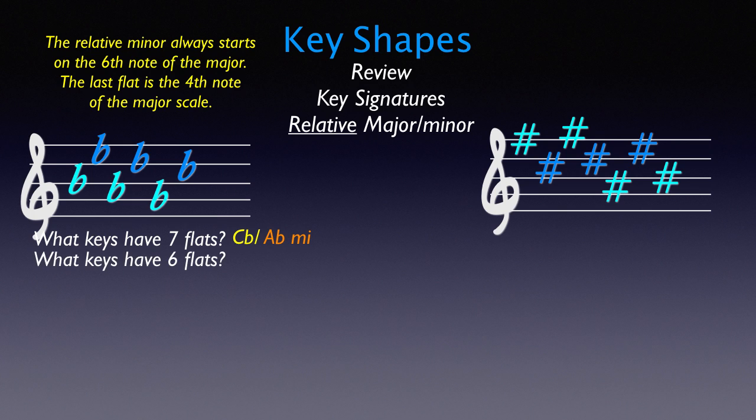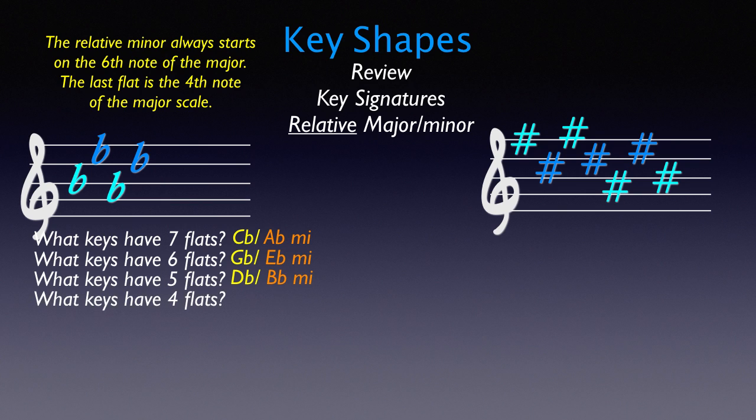From the 6th flat, go up 2 for the minor, up 2 more for the major: E flat minor, G flat major. From the last flat, go up 2 for the minor, go up 2 more for the major: B flat minor, D flat major. With 4 flats, up 2 for minor, up 2 for major: F minor, A flat major.